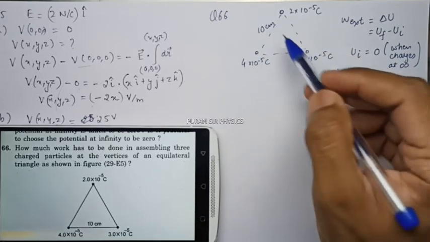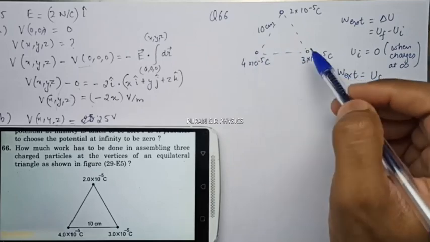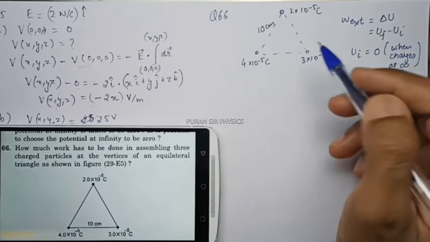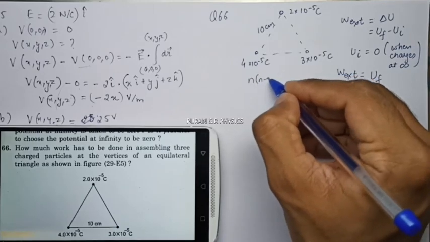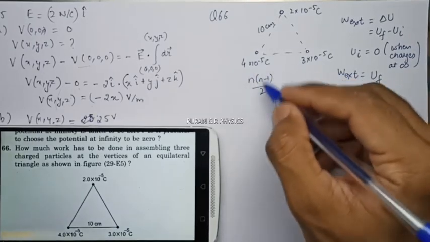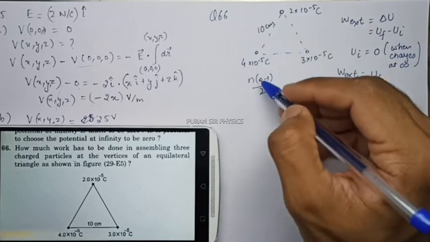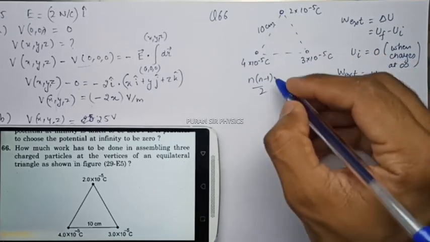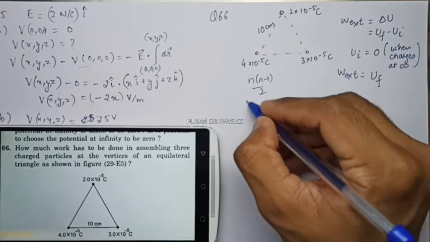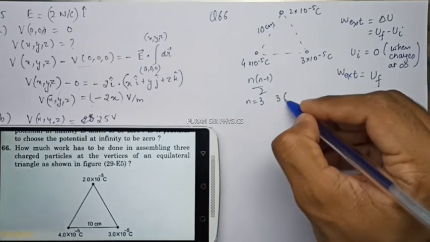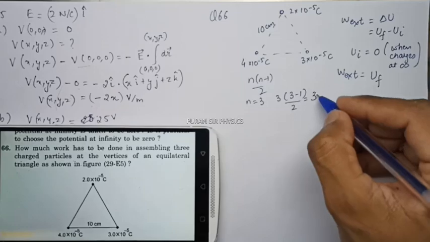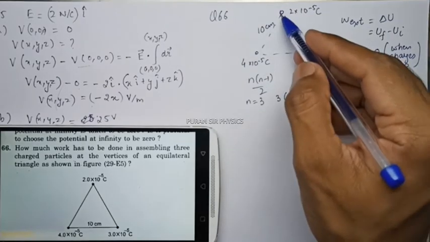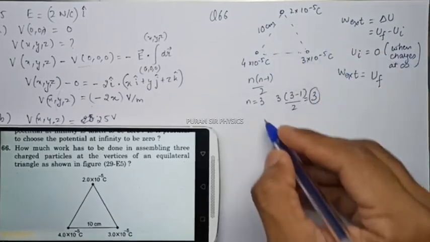So there are 3 pairs. So these two charges are interacting, these two charges are interacting, and these two charges are interacting. So there are 3 pairs. So we know that we can apply n into n minus 1 by 2 to find out the number of interactions, where n is the number of charges. There are 3 charges. So if we apply n equals 3, so 3 into 3 minus 1 divided by 2, it will be 3. So there are 3 pairs, 1 pair, 2 pair, 3 pair.